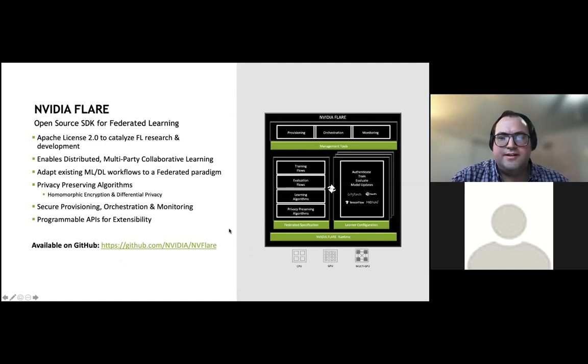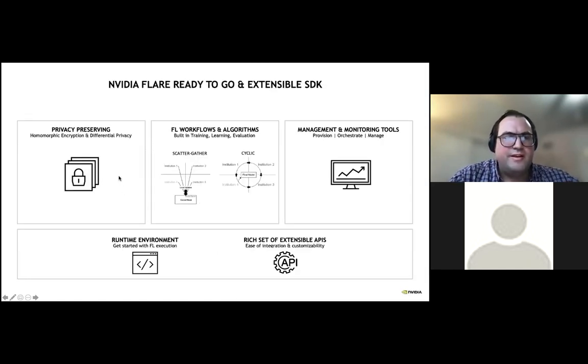And just earlier this week, actually, we announced that we open sourced our SDK for doing federated learning. We call that NVIDIA FLARE, Federated Learning Application Runtime Environment. And it's available on GitHub. And it's a very permissive license, so you can use that for your development. And we have very extensible workflows and things like that implemented.